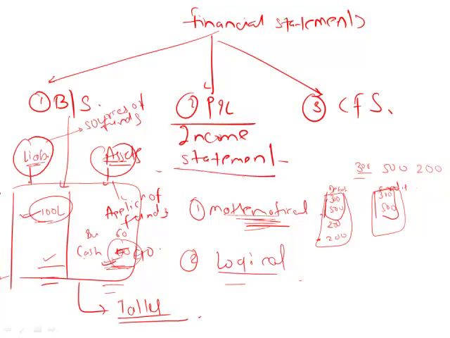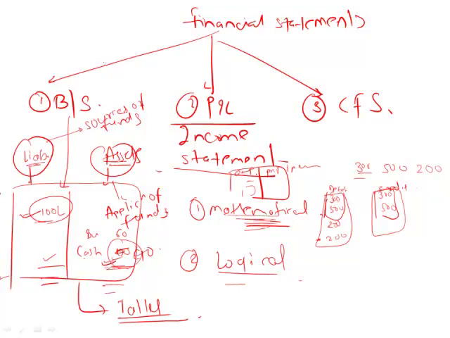Now the income statement is all about the amount of profit that you've earned in a particular year. We would write down all the incomes on one side and all the expenses on the other side, so that if my income is more than the expense, the differential would be my profit.